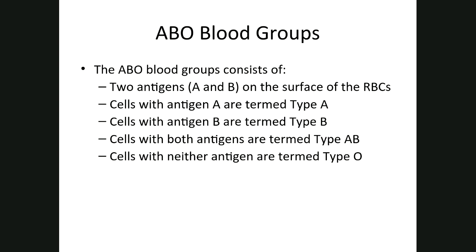So, if you have the antigen A, you're type A. If you have the antigen B, you're type B. If you have both of them, you're AB. If you have neither, you're O.